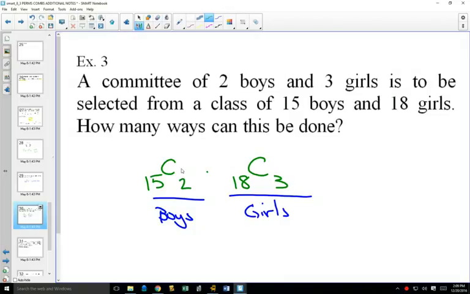And again, you have the choose button on your calculator. You can find it by pushing math and then going over to probability. And I think it's the third one down.